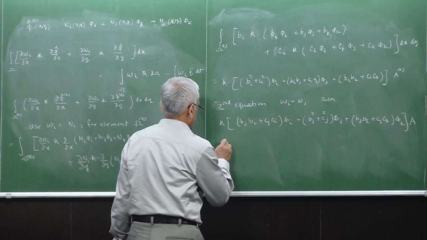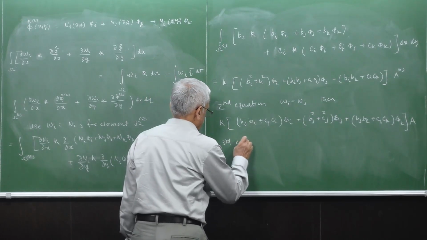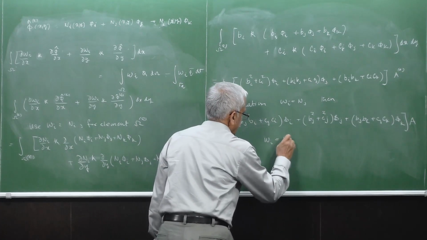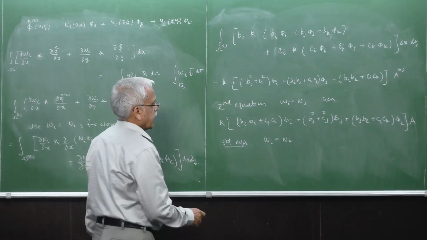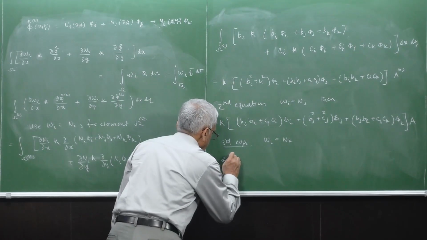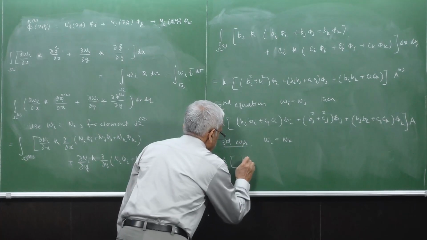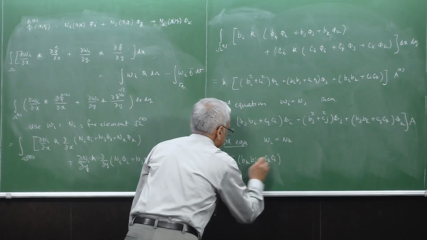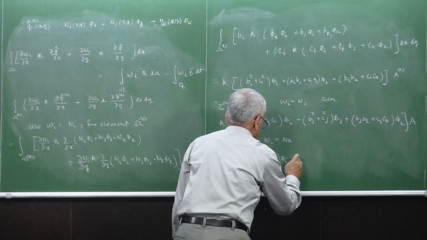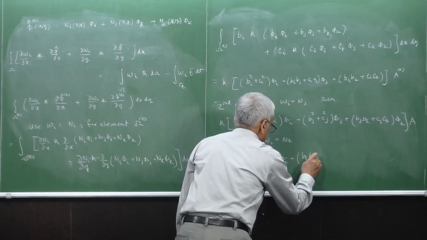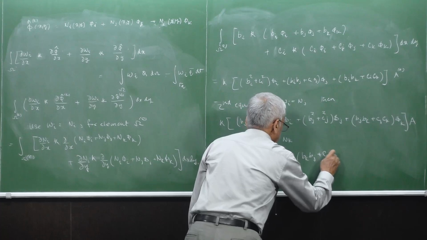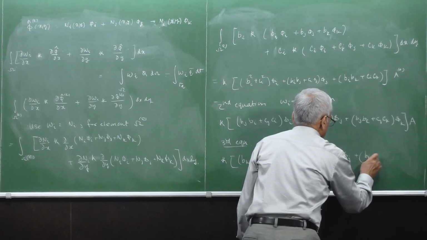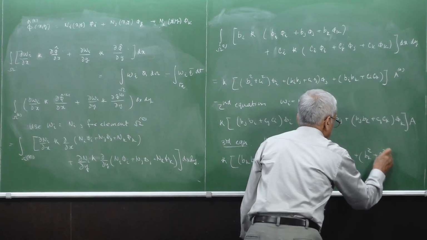Okay, so similarly the third equation, just one minute. For the third equation, the weighting function will take Nk, and that will be the same thing here. So it will be k times area, bk bi plus ck ci times phi i, bk bj plus ck cj times phi j, bk square plus ck square times phi k.